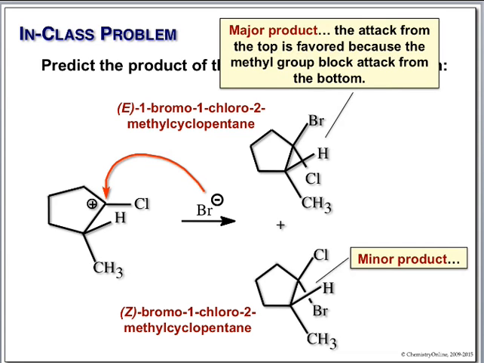This is an example of steric hindrance. Steric simply means size. Hindrance means it gets in the way. The methyl group is big and it gets in the way. This is preferred, and this is the major product.